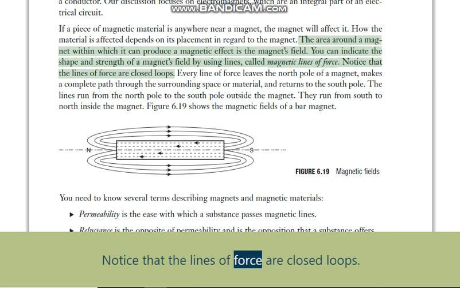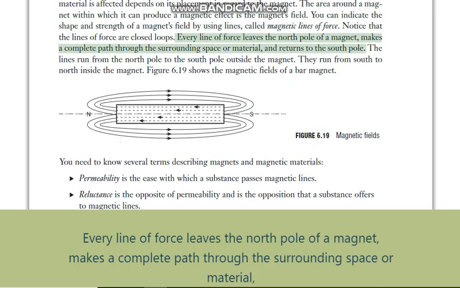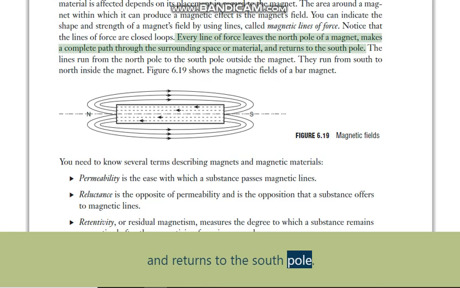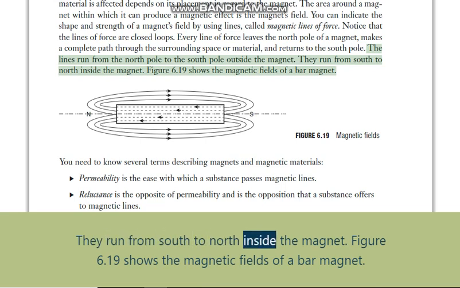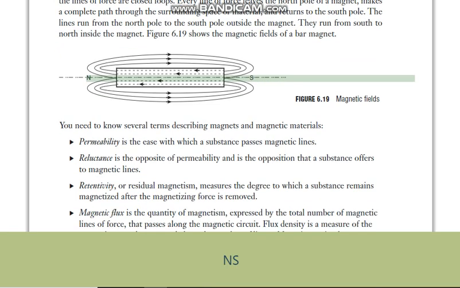Notice that the lines of force are closed loops. Every line of force leaves the north pole of a magnet, makes a complete path through the surrounding space, or material, and returns to the south pole. The lines run from the north pole to the south pole outside the magnet. They run from south to north inside the magnet. Figure 6.19 shows the magnetic fields of a bar magnet.